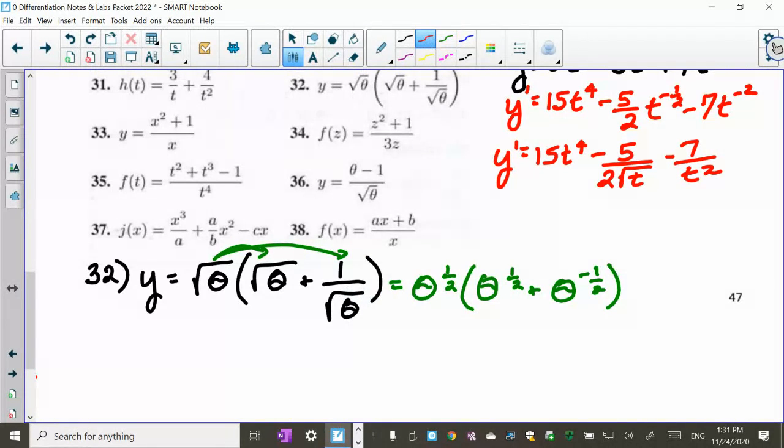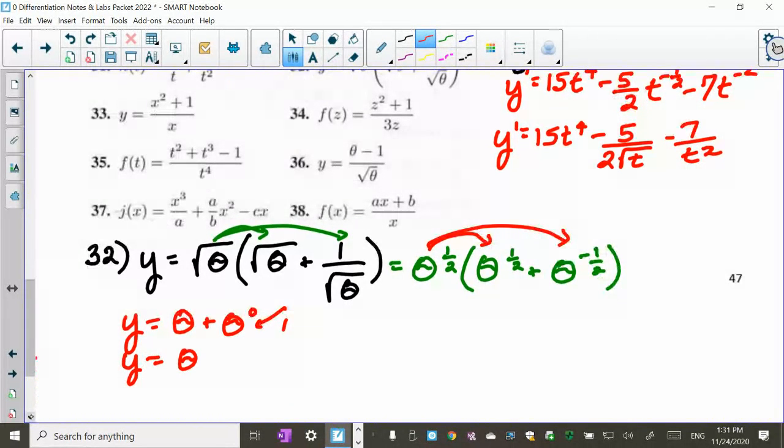Now when I go through and distribute, I'll actually distribute right here. If I have the same base and I'm adding, that's going to be theta times theta, theta to the 1/2 times theta to the 1/2. I add my exponents. That's just going to be theta to the first power. And then when I do these and add them, I get theta to the 0. Well, this is a 1 right here. So really, I have just y equals theta, which is quite interesting.